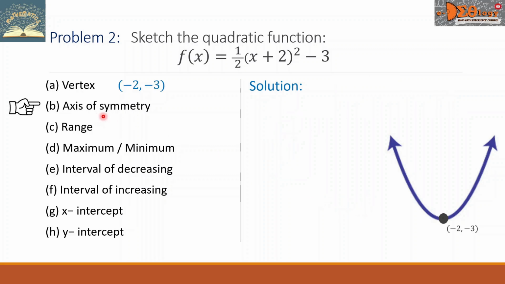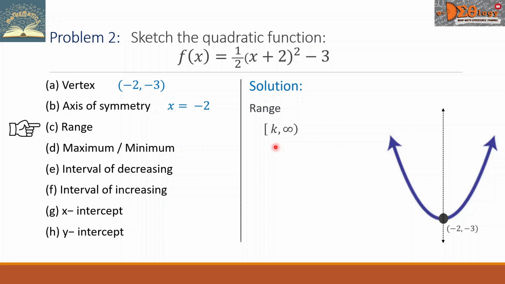Then we go to the axis of symmetry. That is the vertical line that passes through the vertex. Our equation is x equals h. We got the h already, that is negative 2. So we have x equals negative 2. This is the axis. Now we get the range. Our formula is from k going to positive infinity. Our k is negative 3. So we get from negative 3 up to infinity.